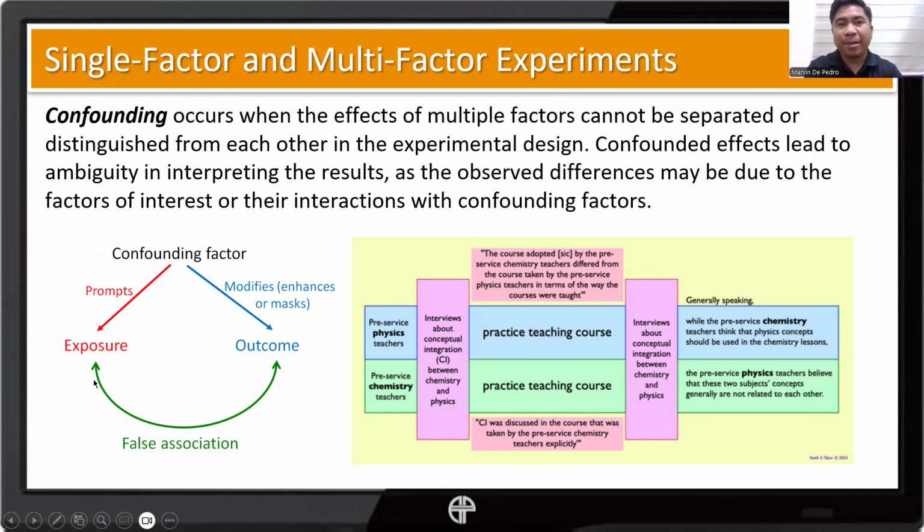So for example, the exposure and the outcome, in our example, the ice cream and the drowning incident. They're not really connected, but because of the confounding factor, they get connected. There has been a correlation between them. So I guess that would be my explanation about confounding.